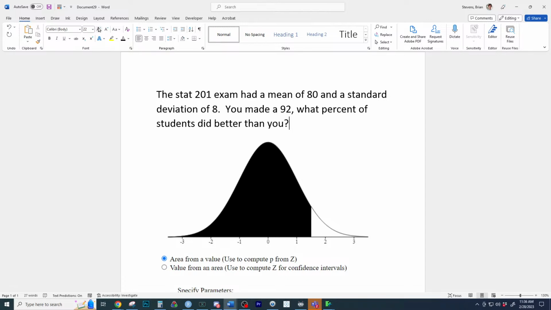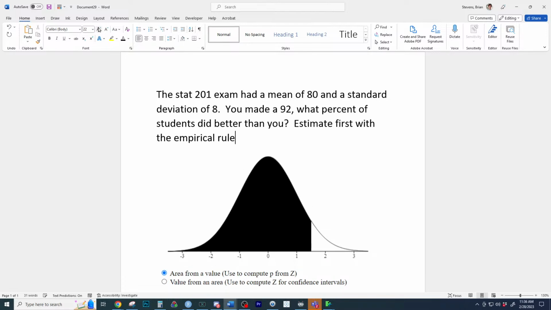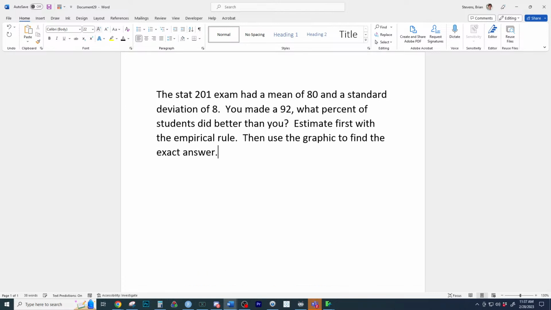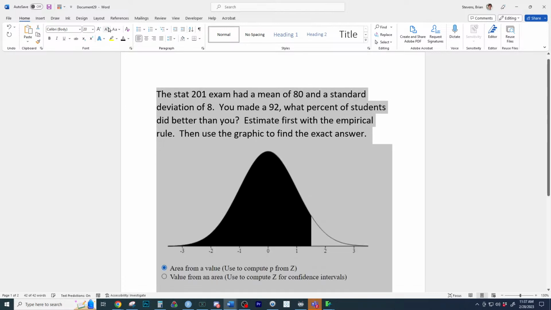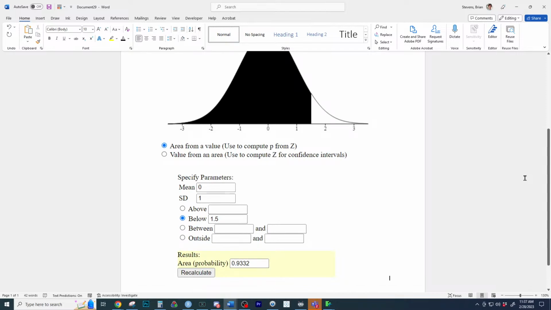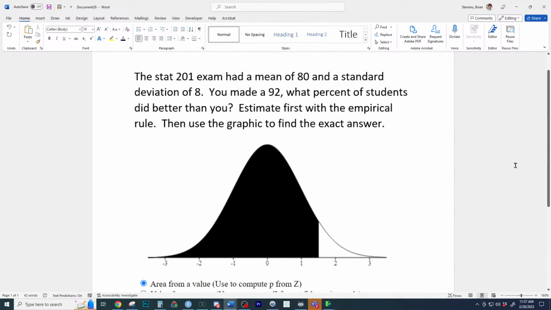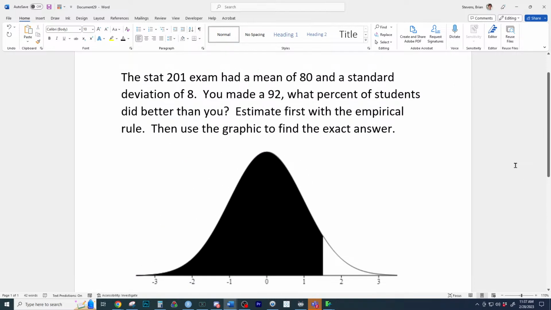All right, and we can use estimate first with the empirical rule, then use the graphic to find the exact answer. So I first want you to estimate with the empirical rule and then use the graphic to find the exact answer. What might you figure out immediately?